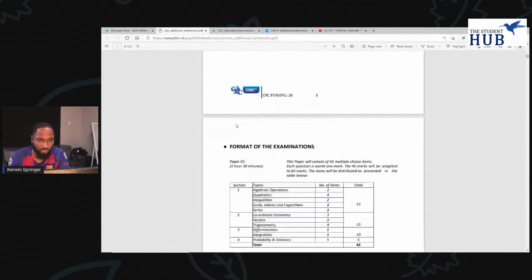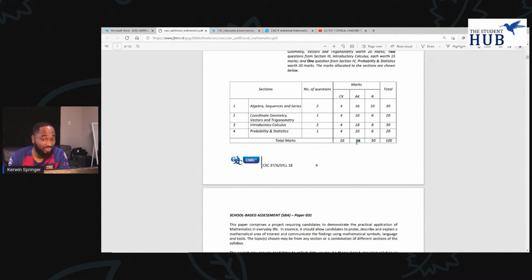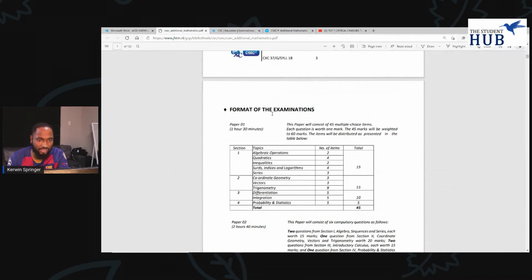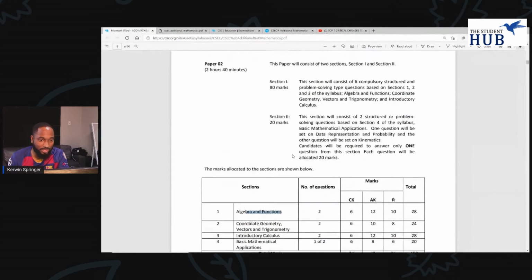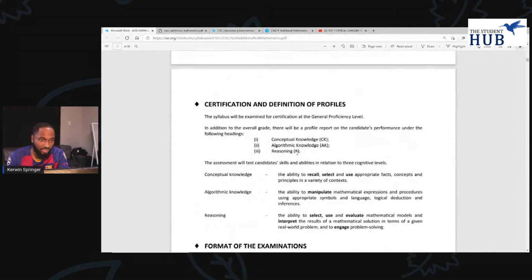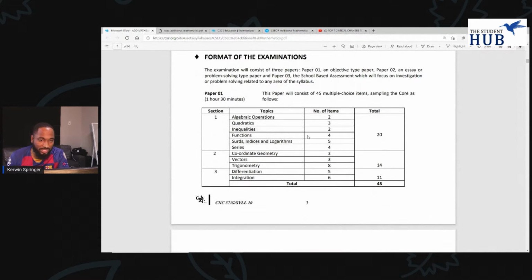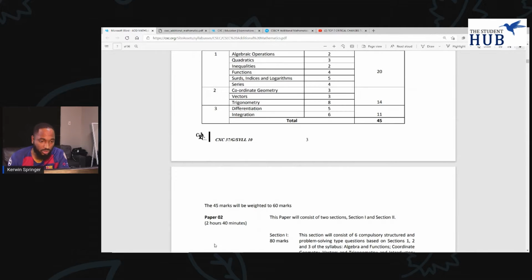Let's go to paper 2 now. The total, and it is actually 54. That's a sizable increase. So this can tell you the style of questions will be a little different. If we look at the format of the examinations, in terms of time, it remains the same. 1 hour and 30 minutes for the paper 1, 2 hours and 40 minutes for the paper 2. This is the old one, this is the new one, right?